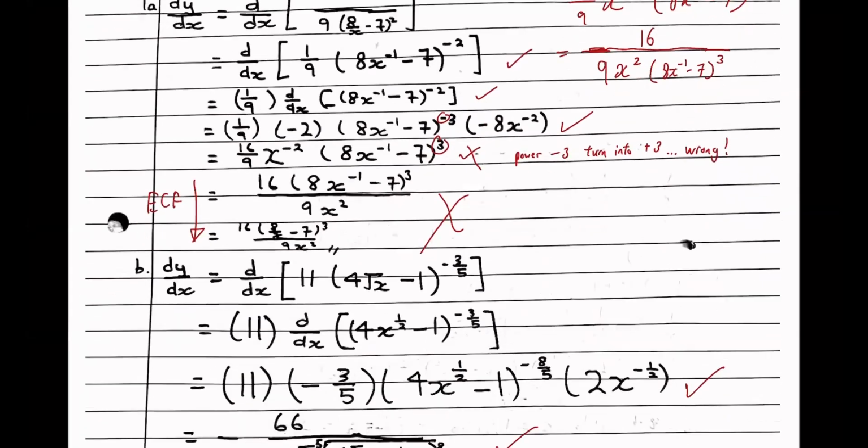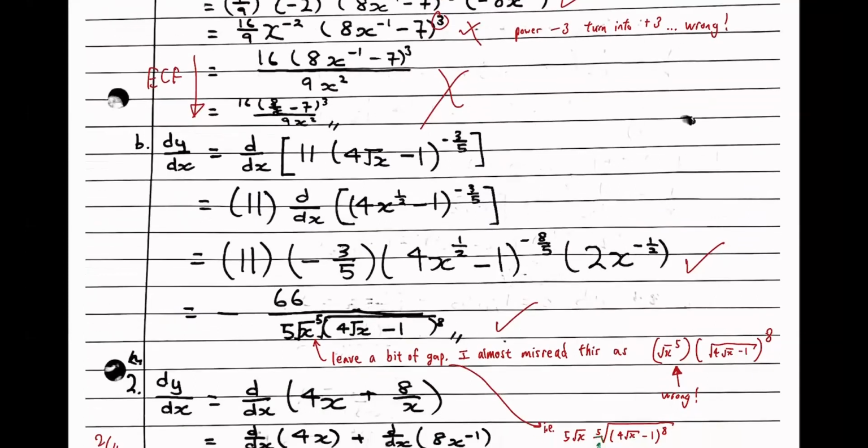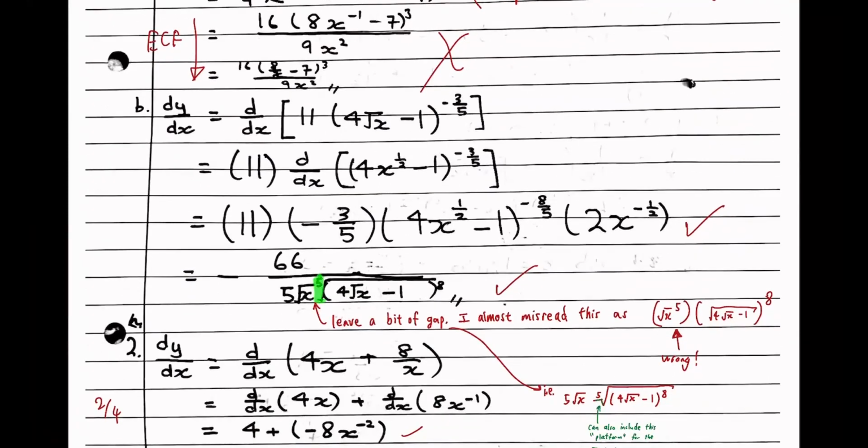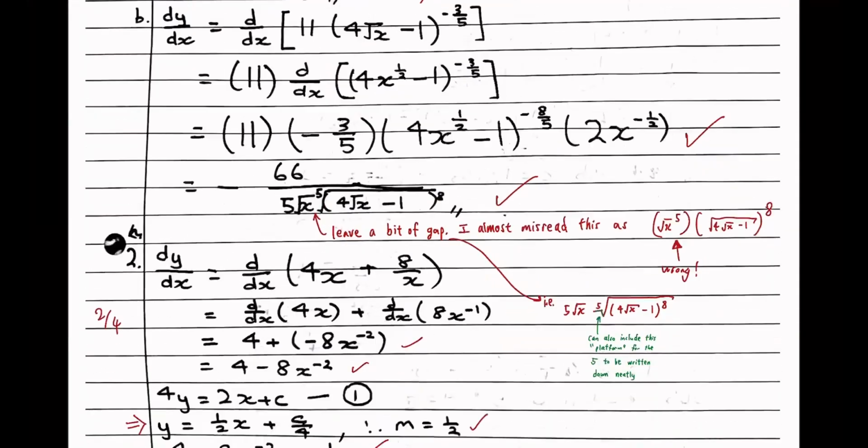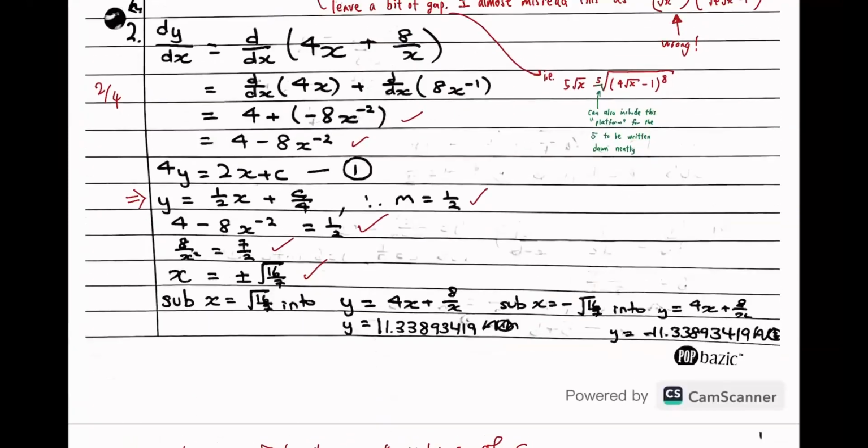Then for part B, just leave a bit of a gap here. Like, I almost misread it. When you draw the square root and power 5 here, I thought it was a power 5. Yeah, it's not, right? It's a root 5. So just leave a bit of gap. It's the power 8, then 5th root. So yeah, just leave a gap in case it's misread. Okay, no questions, right?